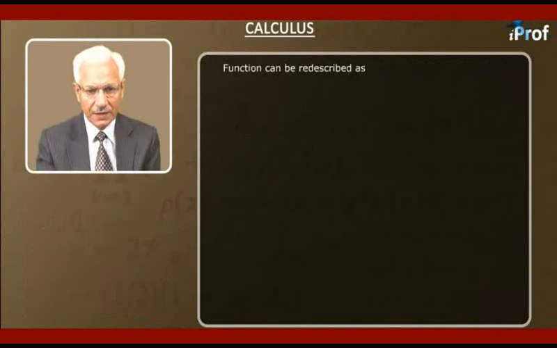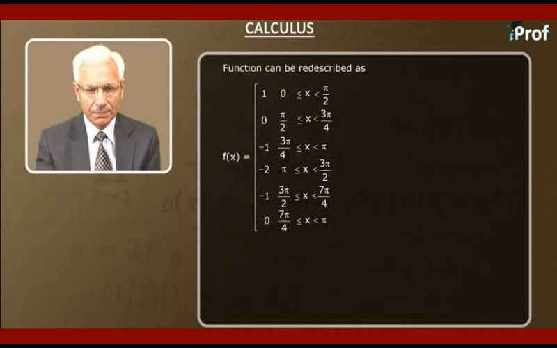However, the function can be re-described as f(x) equal to 1 between 0 and pi by 2, 0 between pi by 2 and 3 pi by 4, minus 1 between 3 pi by 4 and pi, minus 2 between pi and 3 pi by 2, minus 1 again between 3 pi by 2 and 7 pi by 4, and 0 between 7 pi by 4 and 2 pi.